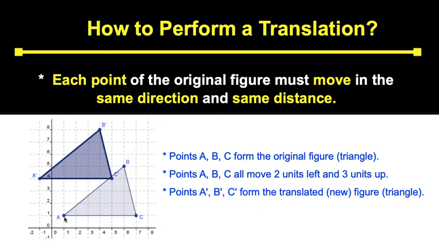So point A, 2 units left and 3 units up, now is at A prime. Point B moves 2 units left and 3 units up, and it is now at B prime. Point C moves 2 units left and 3 units up, and is now at C prime.